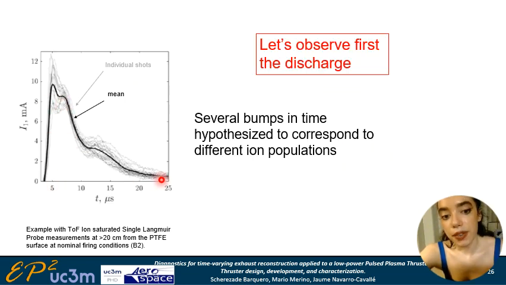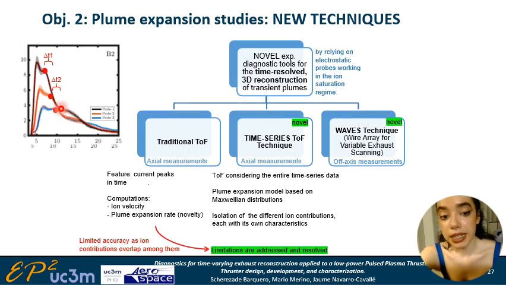So having these, we have to see that the light lines represent individual shots, while the thick one involves the mean. Repetition in this kind of thrusters, repetitions of fires, is important to get statistical significance. And also we can see how there are different bumps in times that we hypothesize to correspond to different ion populations. Hence, considering a typical time-of-flight technique with a series of Langmuir probes distributed along the thruster axis, it's straightforward to compute the ion velocity.